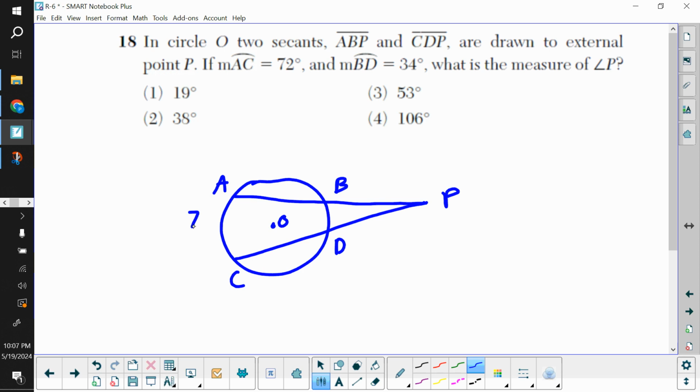AC they said was 72 degrees. BD they said was 34 degrees for our arcs. And we want to find P, so I'm going to pick a variable not in our problem. I'll call that X.